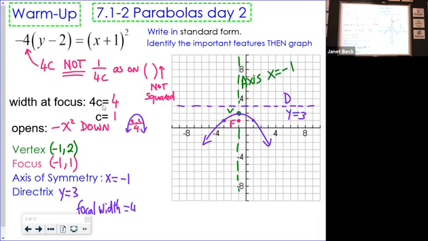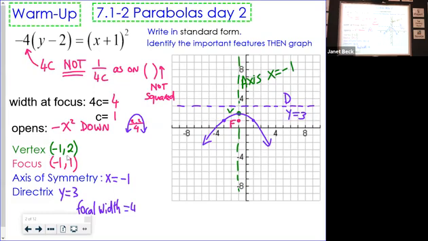So c itself, 4 divided by 4, must be 1. So to get from my vertex to my focus, I'm going to go down by 1. And to get from the vertex to the directrix, I'm going to go in the opposite direction. I'm going to go up by 1. So there's a vertex. The focus is 1 down from it, and the directrix is 1 up from it.